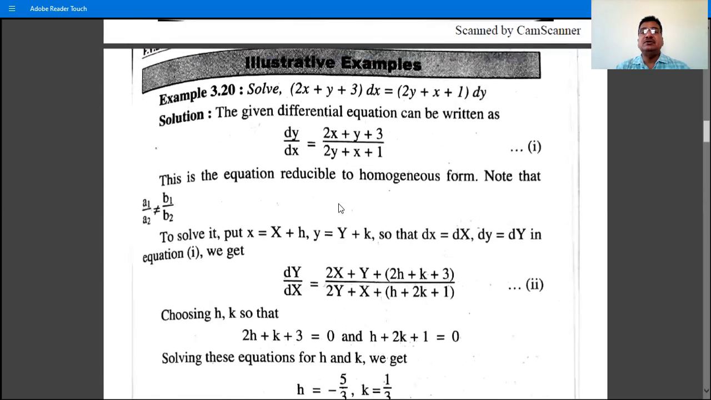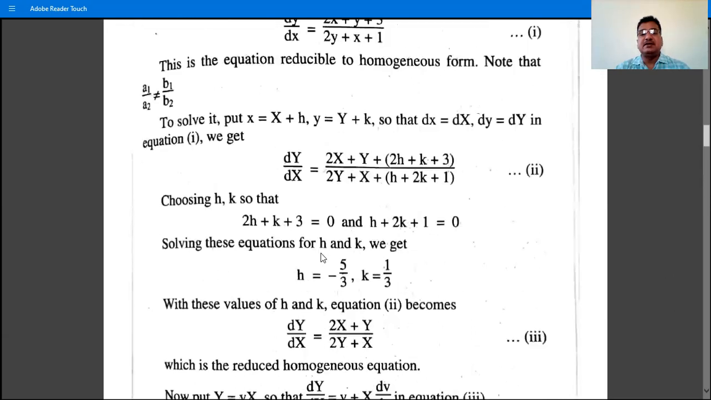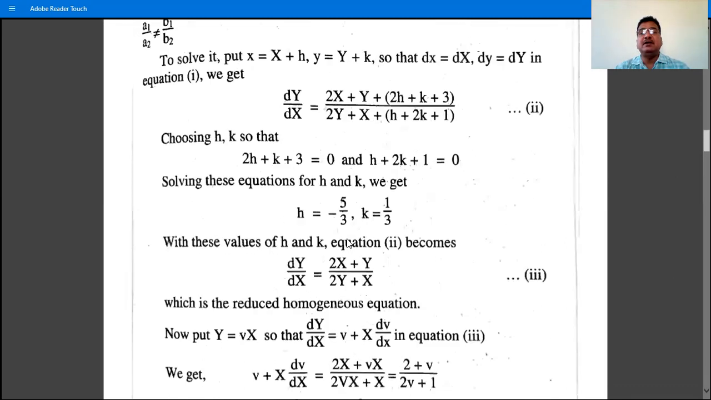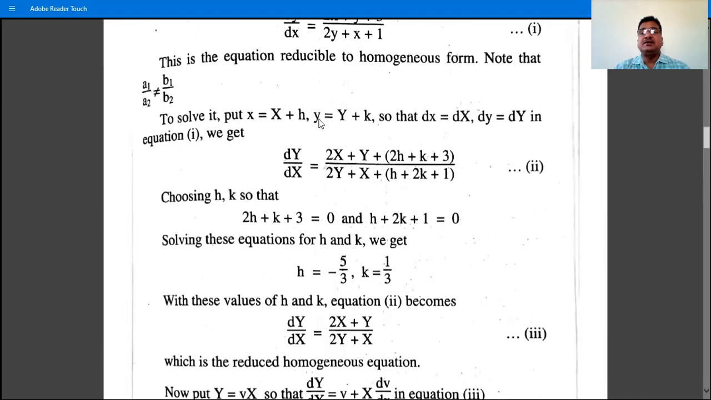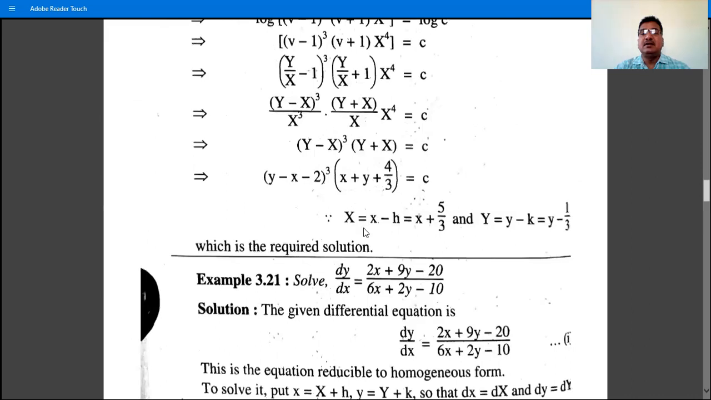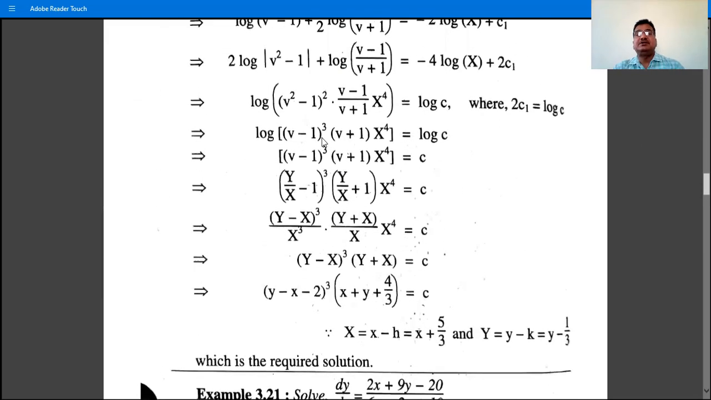Now we have to find the solution of equation number 1. For that, substitute this capital X as small x minus h, means small x minus 5/3, means small x plus 5/3. And substitute this capital Y as y minus k, means y minus 1/3. So substitute these values of x and y as x plus 5/3 and y as y minus k, means y minus 1/3. We have this. This is the general solution of the given differential equation.